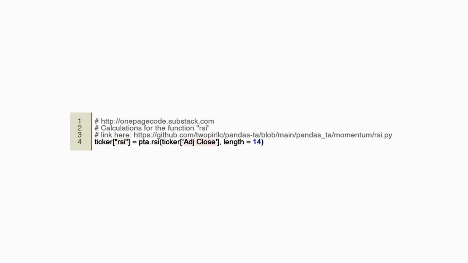The RSI function from the pandas TA library is called with two parameters. The first parameter, ticker['Adj Close'], specifies that the adjusted closing prices from the ticker data frame should be used for the RSI calculation. The second parameter, length=14, sets the period over which the RSI is calculated, which is the standard period of 14. The result of the RSI calculation is then added to the ticker data frame as a new column named RSI. Traders and automated algorithms can subsequently use this RSI column to make decisions about when to buy or sell the asset, as RSI provides signals that may indicate potential reversals in the asset's price trend.